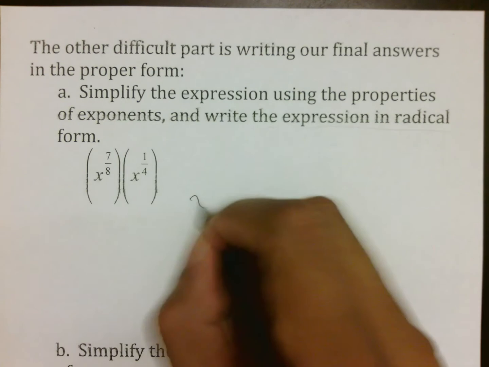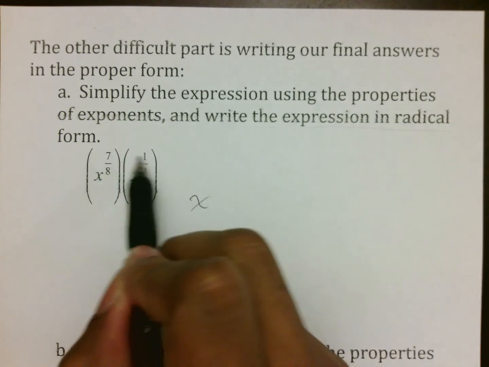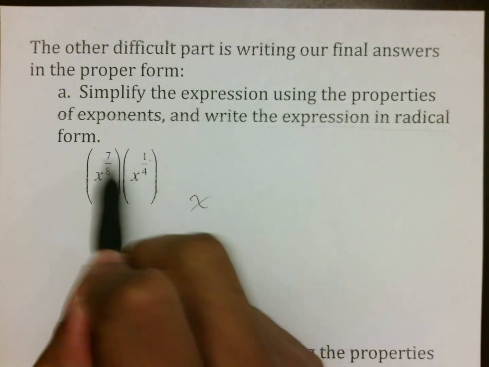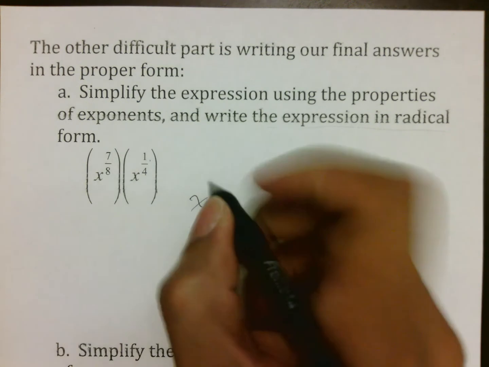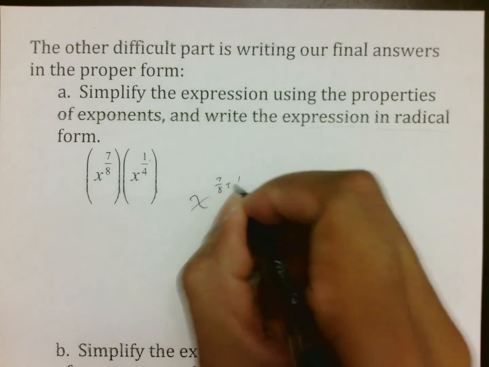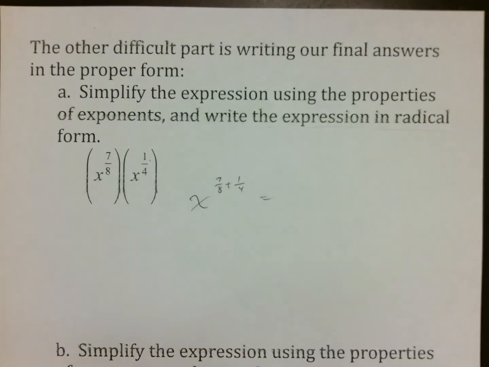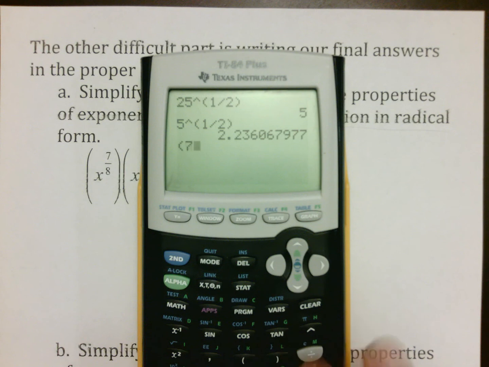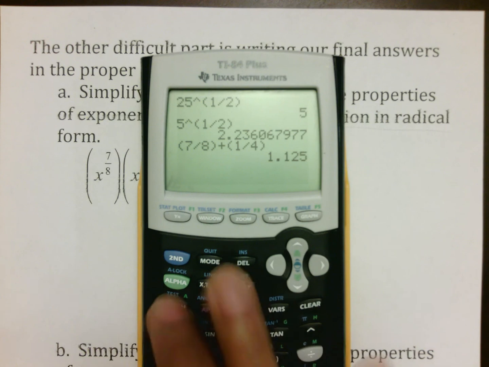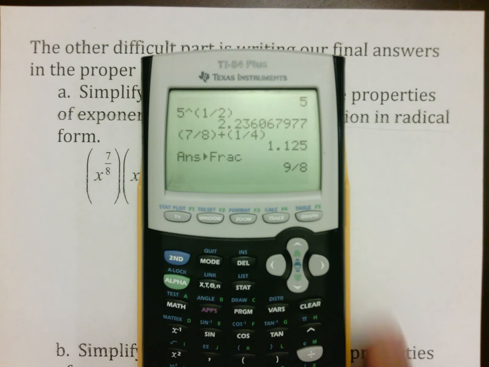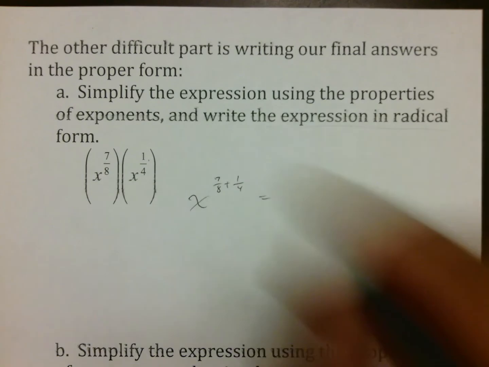So here we go. We have x. Neither one of these is floating outside of a parentheses, which means that this is the one where we add 7/8 plus 1/4. And again, the good news is we can do this here. And turn that into a fraction, which is 9/8.